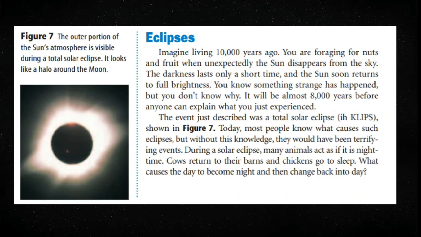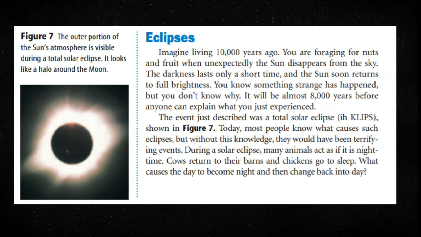Eclipses. Imagine living 10,000 years ago. You are foraging for nuts and fruit, and unexpectedly the sun disappears from the sky. The darkness lasts only a short time, and the sun soon returns to full brightness. You know something strange has happened, but you don't know why. It will be almost 8,000 years before anyone can explain what you experienced.